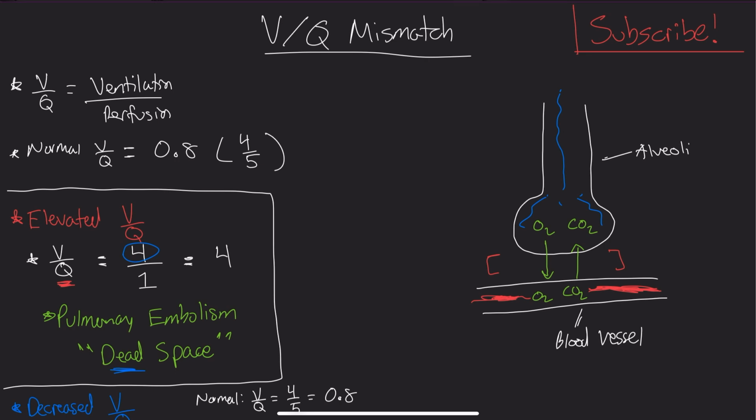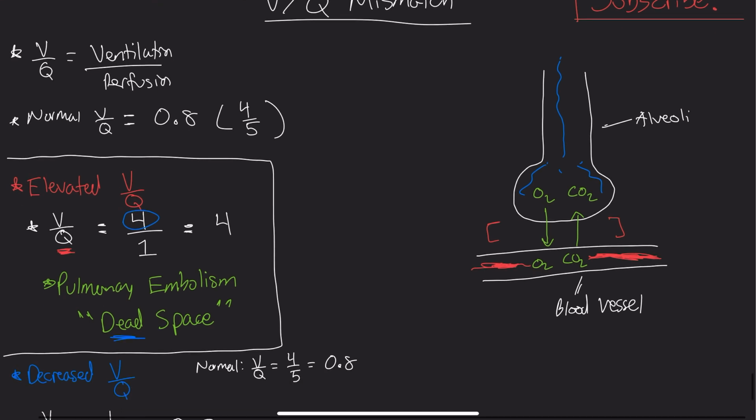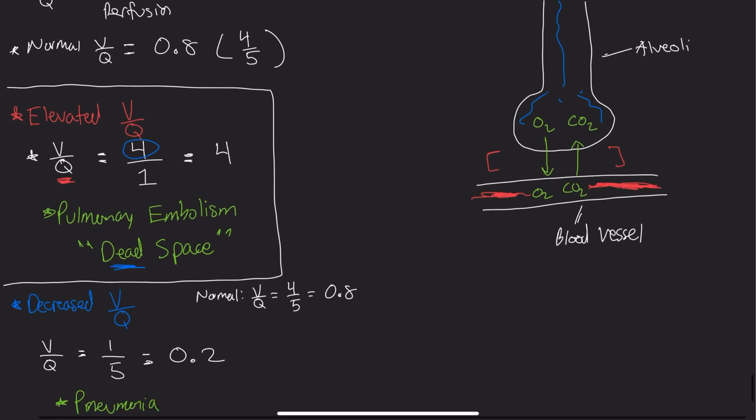Like I said, just a quick recap, just remember, ideally this is equal. 0.8 is our normal ratio. If you have an elevated VQ, it's likely because of some kind of clot, because your ventilation is still fine, so you're still getting air there, or it's your perfusion that's the issue. So it'd be a big number over a small number. That's why your fraction will go up, right? And that's considered dead space.